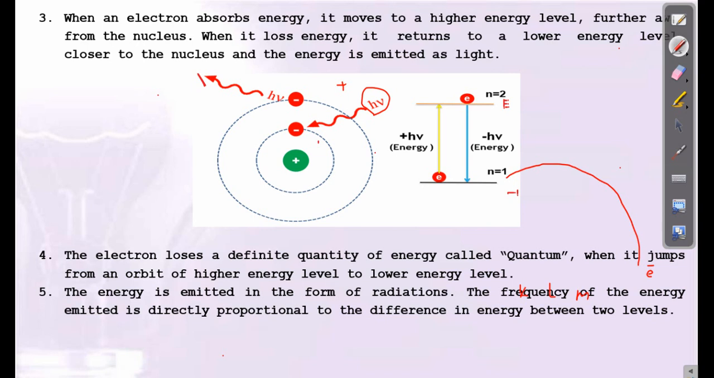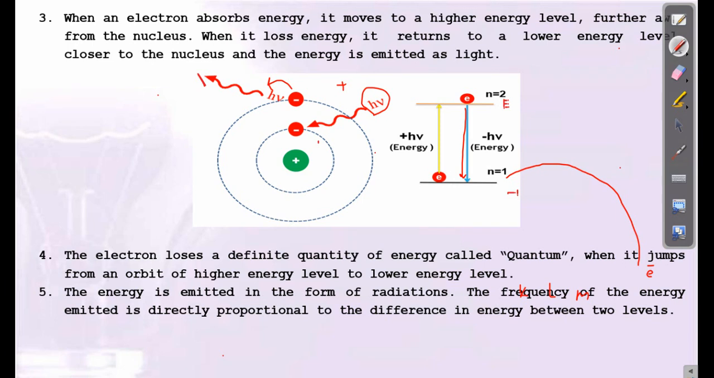And when it loses energy, look at this. This electron basically lost its energy. When this electron lost this energy, it will come to its first orbit, and the emitted photon's energy can be seen as light.